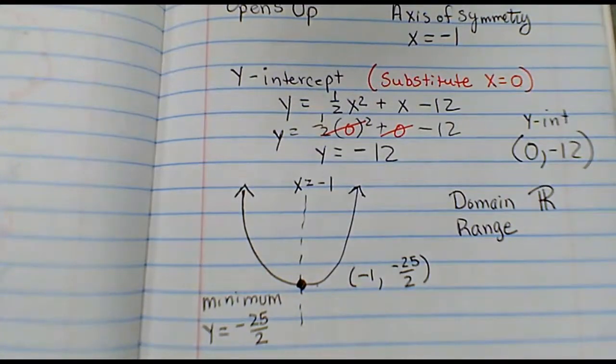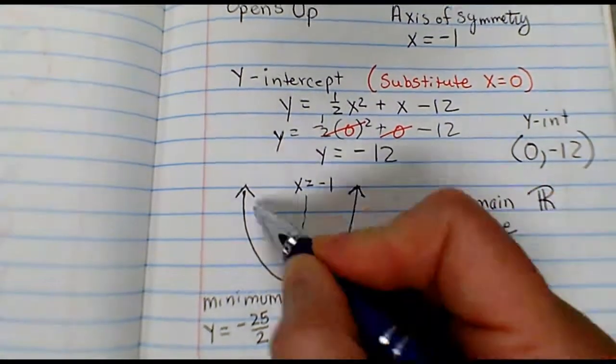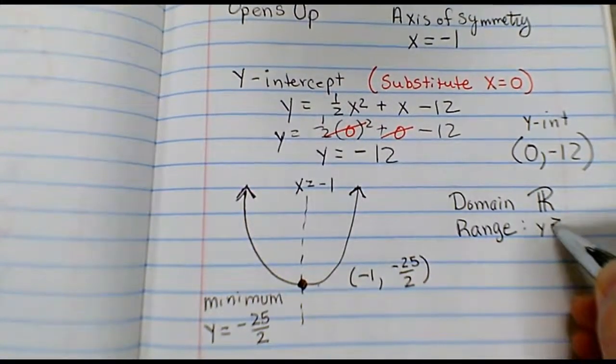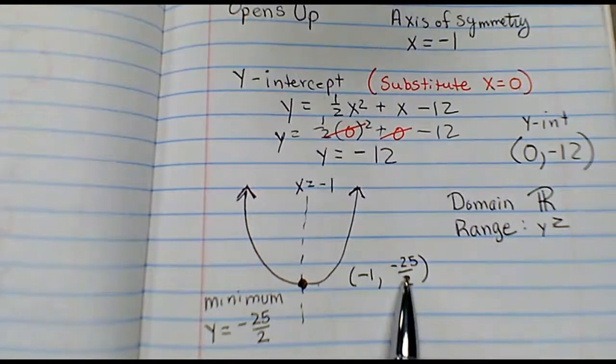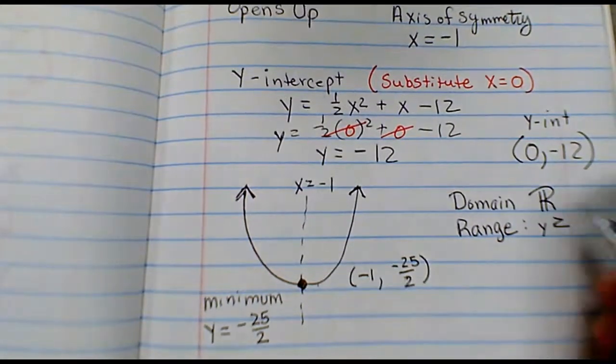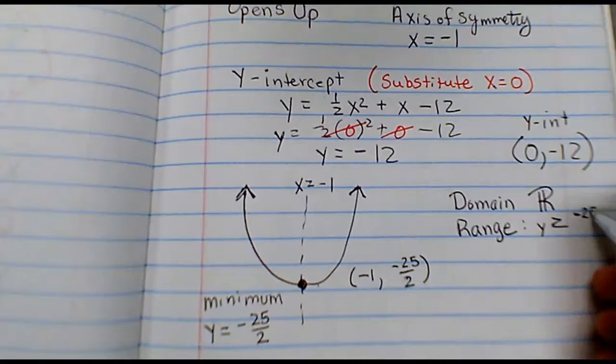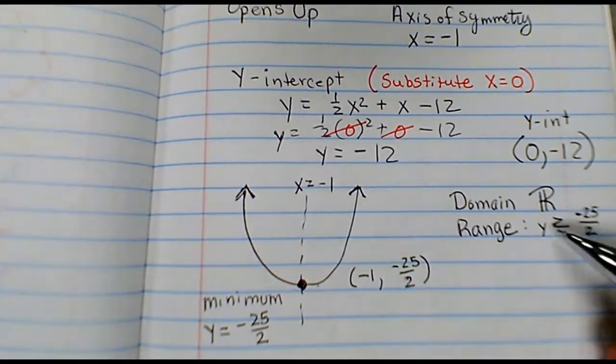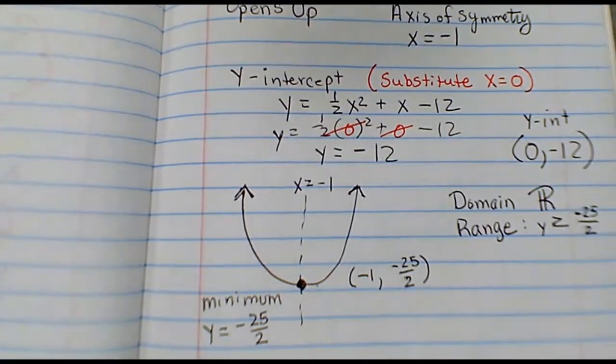The range is not all real numbers. The range has a bottom point. The arrows are telling me that the range is getting bigger. Y is greater than or equal to the y value of the vertex point. This is the minimum value, and then y gets bigger from that.